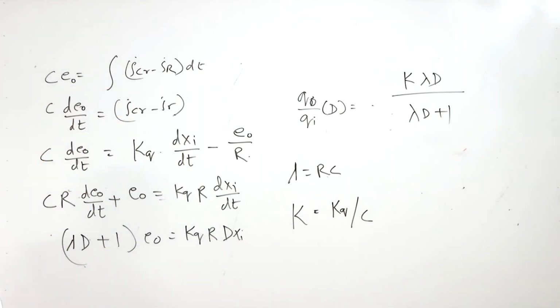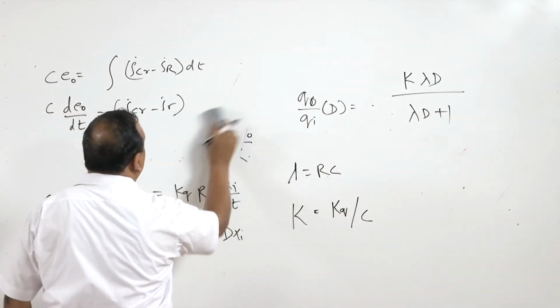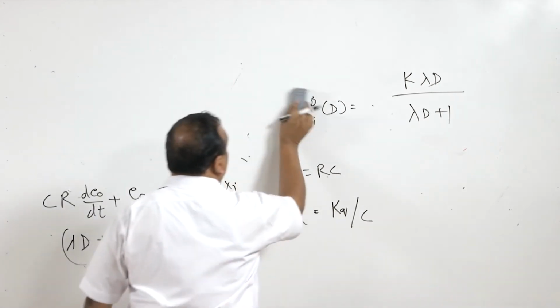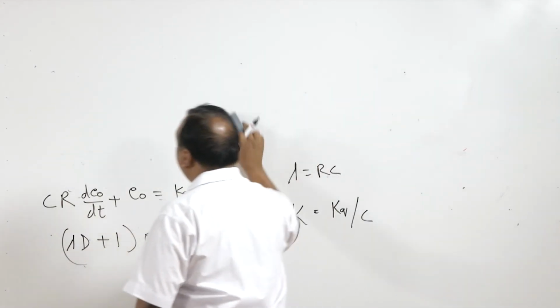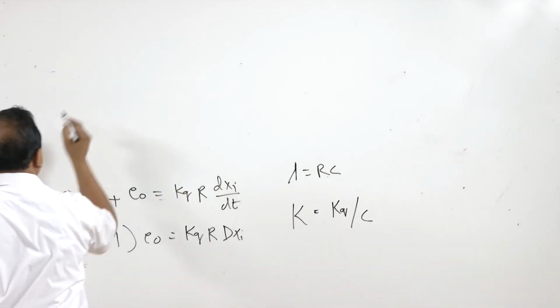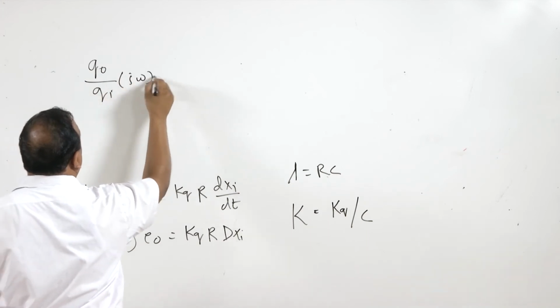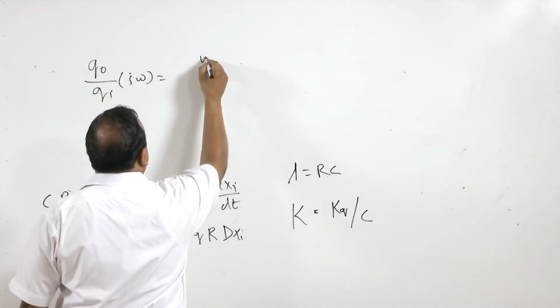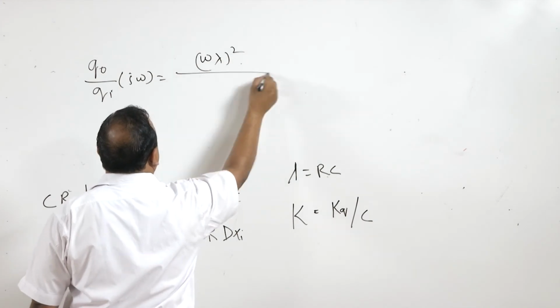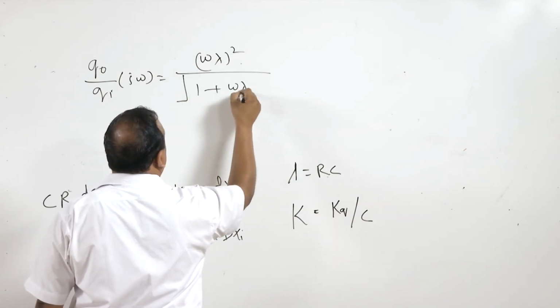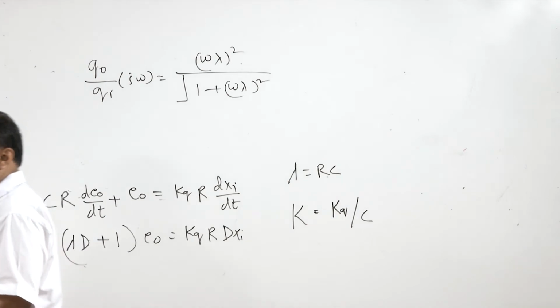Now here, if you want to have frequency response, because not only we require this transient response, we need the frequency response also. So the frequency response of the first order system, in this case, is going to be QO by QI omega lambda whole square divided by 1 plus omega lambda whole square. This is going to be the frequency response of this piezoelectric crystal or piezoelectric material.